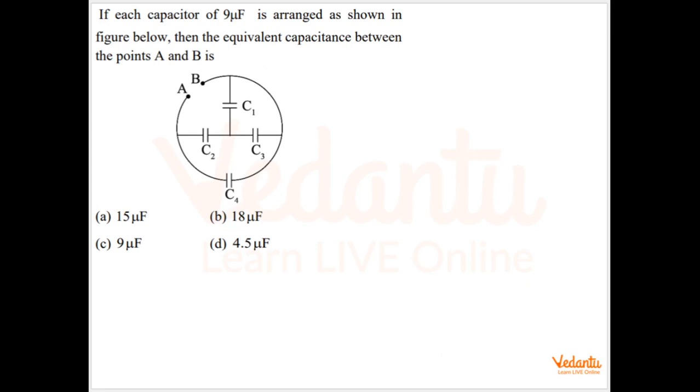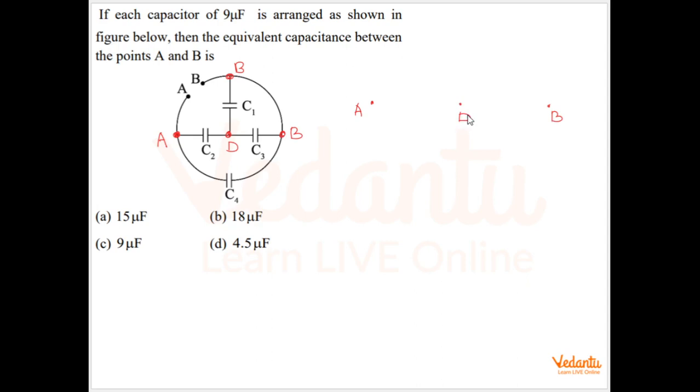Next is this question. I have to calculate the equivalent capacitance here between A and B. The best way to start here is by naming the points. If you see, this point will also be A, this point will be B, this point will also be B, this point, let's call it D. Now I will redraw the circuit. A will be here, B will be here, and D will be somewhere in between.